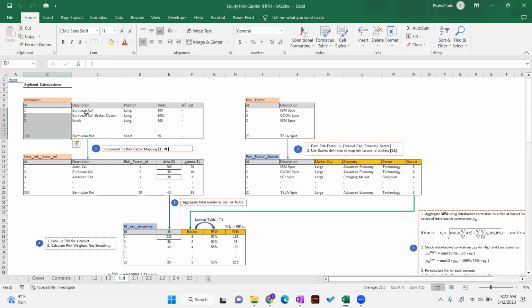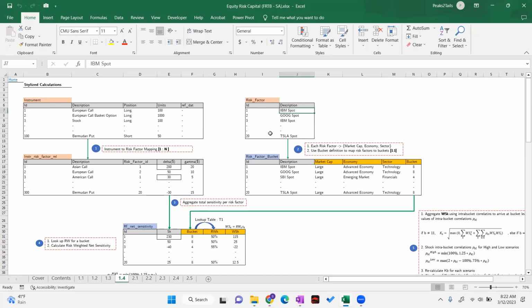Instrument ID is the name of the instrument, position, number of units, and lots of reference data columns. What do I mean by reference data? There would be data like time to maturity, other contractual data, instrument data, who is the counterparty, and all these things. There could be multiple tables also. This is just a stylized data model. Okay. So we have instruments.